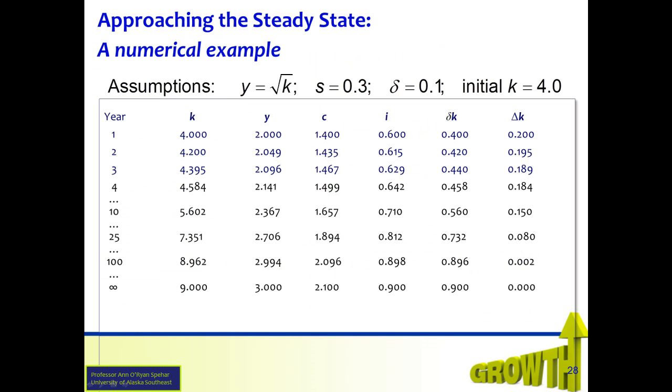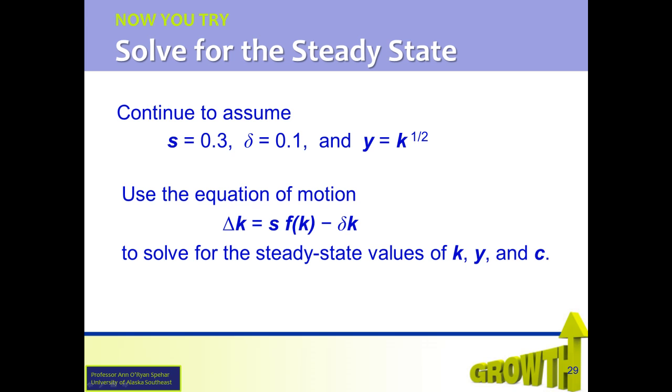Here are the values for year 1 and year 2 that I calculated on the previous slide. And here are the rest of the equations. I highly recommend that you calculate at least one row of these values for yourself. So how do we solve for the steady state? Well, we set delta k equal to 0 and then we solve for k.